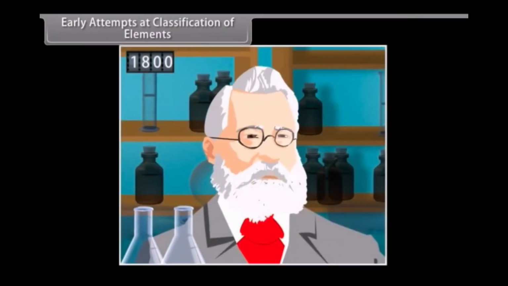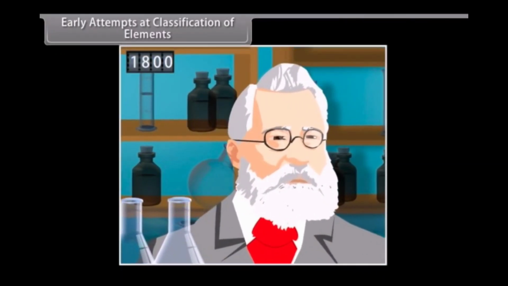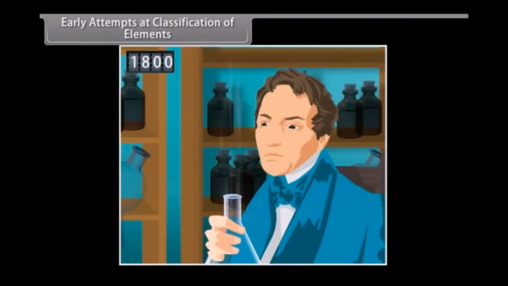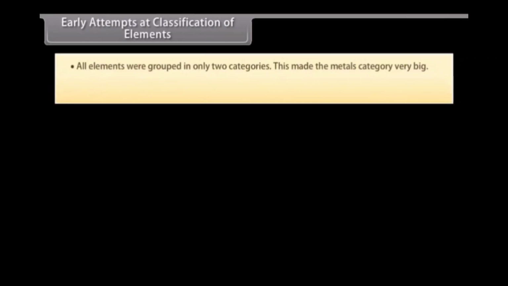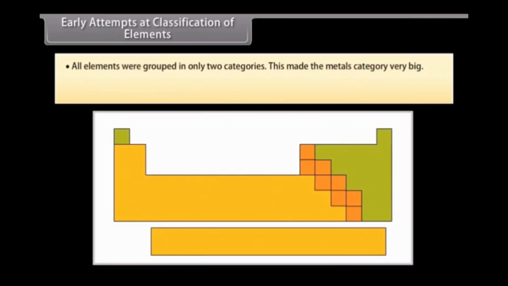Early attempts at classification of elements. In the early days, scientists classified elements purely on the basis of whether they were metals or non-metals. This had its own limitations. All elements were grouped in only two categories. This made the metals category very big.